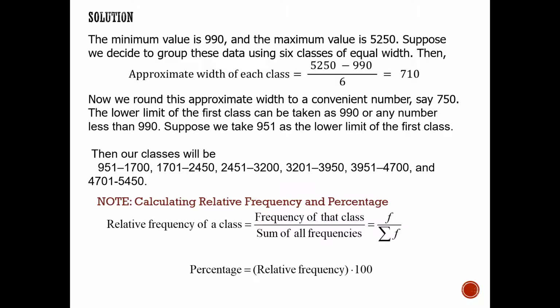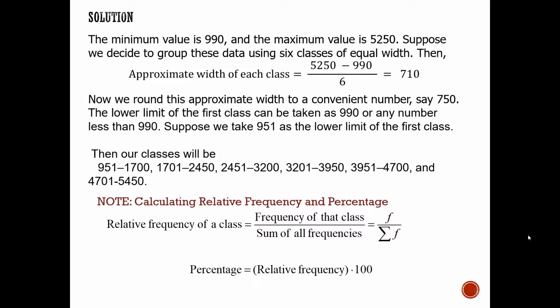And then you've got the 1701 to 2450, 2451 to 3200, and so on. So you do your tallies, you add them up, and you get the frequencies and add the sum of the frequencies at the bottom. Relative frequency, well, you take that frequency and divide it by the total number of teams. We should have 30 teams listed, right? So it's going to be divided by 30. And then, of course, for percentage, all you're going to do is multiply times 100.